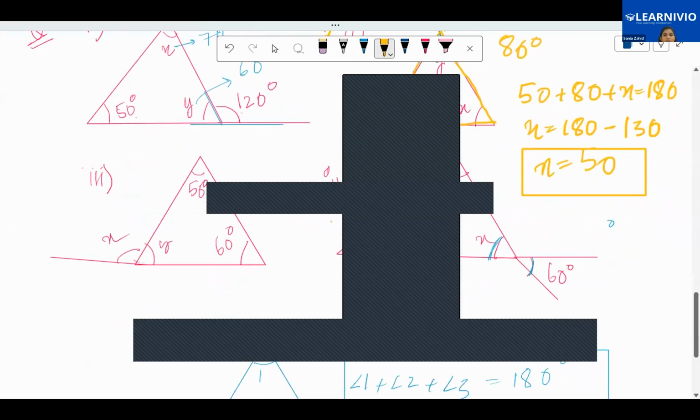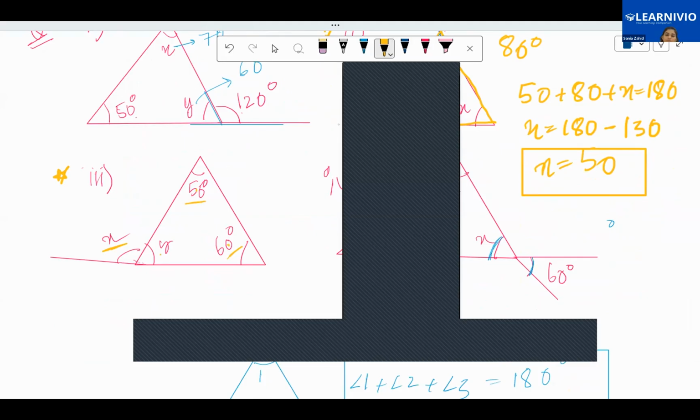Here also you can do this question. How? First you'll find x. So x will be equal to 50 degree plus 60 degree. Then you will find y. Y will be equal to 50 plus 60 plus y is equal to 180. Use the angle sum property and then you can do.